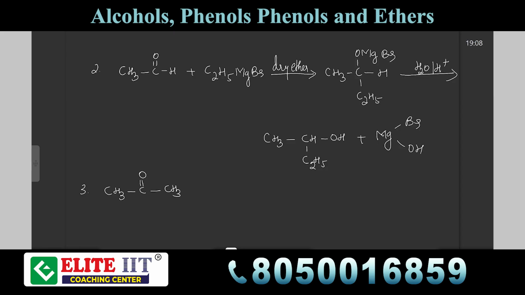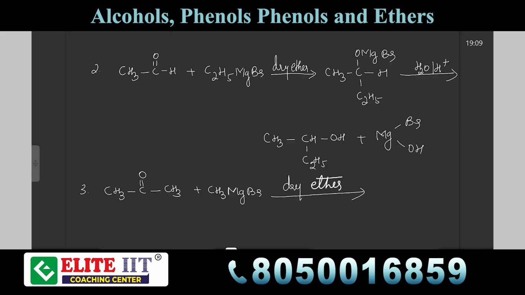For example, acetone, and then make this react with CH3MgBr in presence of dry ether, complete the equation. If you have a carbon to which an OH group is bonded, if you have only one hydrogen, we call it a secondary alcohol. The carbon to which an OH is bonded, if you have only one hydrogen, we call it a secondary alcohol.